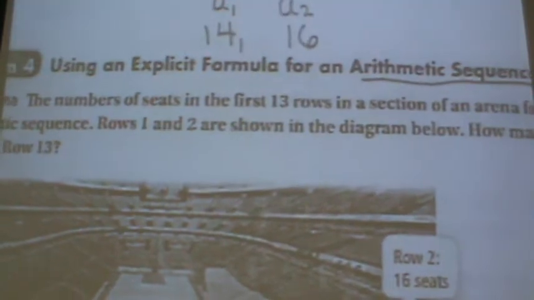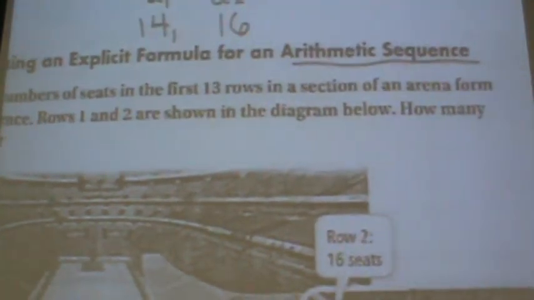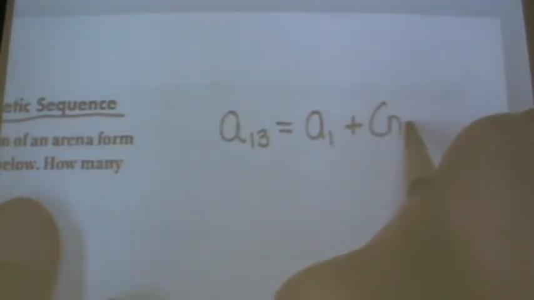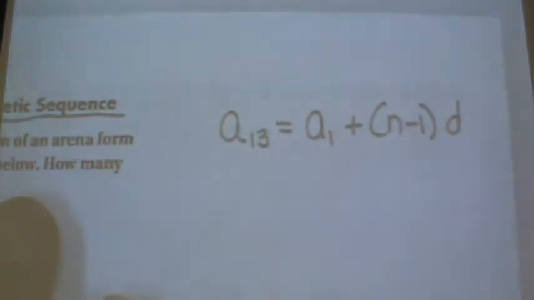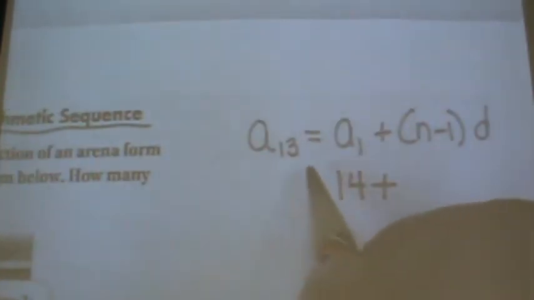How would you do this problem? How many are in row 13? Well, what's your formula? We're going to do a sub 13. It's the first term plus n minus 1 times d. That's your formula. Well, what is the first term? How many seats are in the first row? 14. What are we looking for? The 13th row. So it's 13 minus 1.